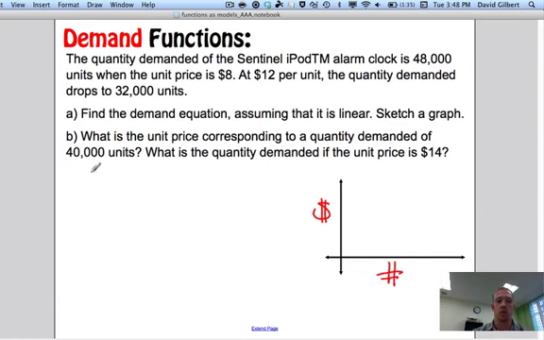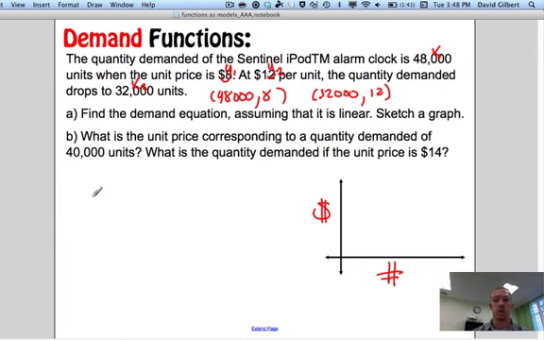Alright, so we actually have 2 points, so we can find the equation of a line between 2 points. So number is our x, this is our y, so we'll say x1 and y1. And then remember, price is y, so this is our y2, this is our x2. Here are our 2 points. We have 48,000 goes with 8, and 32,000 goes with 12. So find the demand equation, assuming that it's linear, sketch a graph.